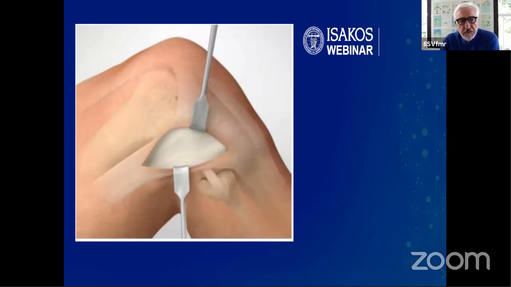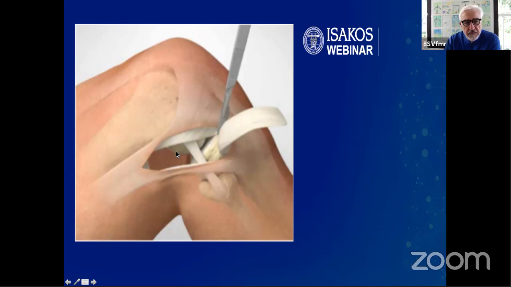I do it open. So I make a lateral incision on the lateral knee, halfway between the fibular head and the lateral epicondyle, about a 5-centimeter incision. I get the ITB behind it. I then take a strip of about 10 millimeters of ITB. I leave it attached distally at Gerdy's tubercle. And then I free the whole graft after that.